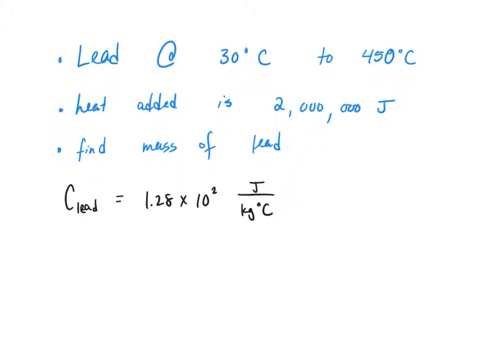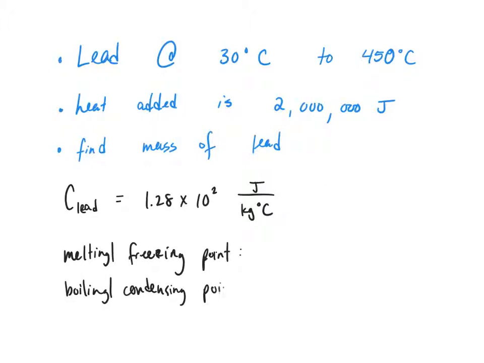Kim. We need to know when the phase change occurs, at the melting point or the freezing point. Good. So we need to know the melting/freezing point and the boiling/condensing point. The melting point of lead is 327.3. The boiling point of lead is 1745 degrees C.